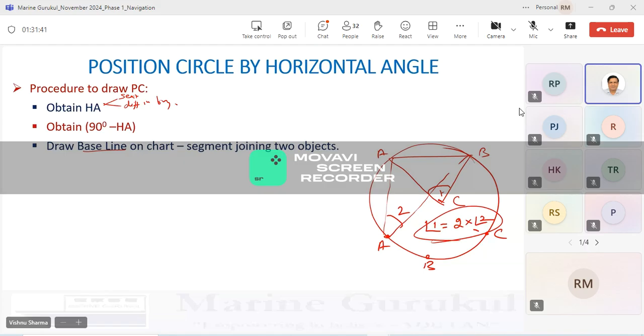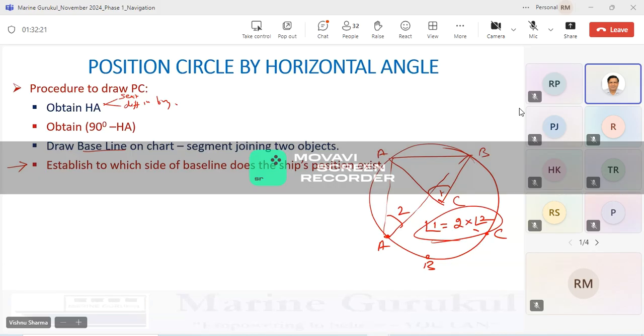Draw the baseline on the charts, that is the segment joining the two objects. Then comes the important point, without which you cannot do the question. You have to determine on which side of the baseline the ship's position exists. You may not know the position, it's fine. If you knew the position, you would not do what we are discussing. This is all to get the position of the vessel. You don't know the position, but you will know which side of the baseline your ship is located. When we discuss the example, we'll talk about it.